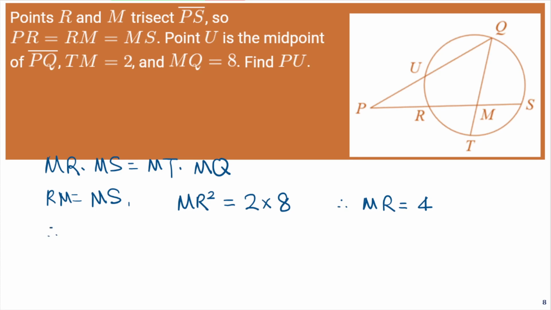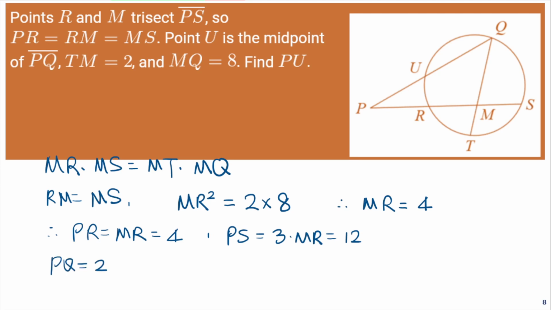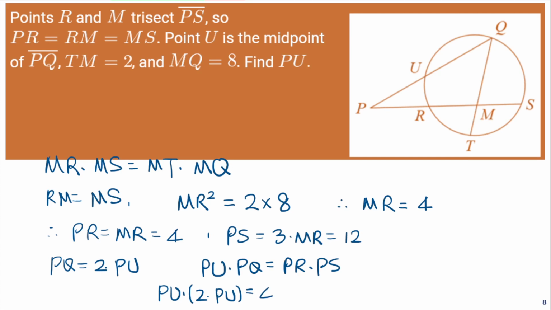And therefore PR equals MR equals 4, and PS equals 3 times MR, which gives us 12. Since U is the midpoint of PQ, we have PQ equals 2 times PU. Now we can apply the power of point P to find PU times PQ equals PR times PS. Again, substitution gives us PU times 2PU equals 4 by 12. And this actually solves PU equals 2 square root 6, right?